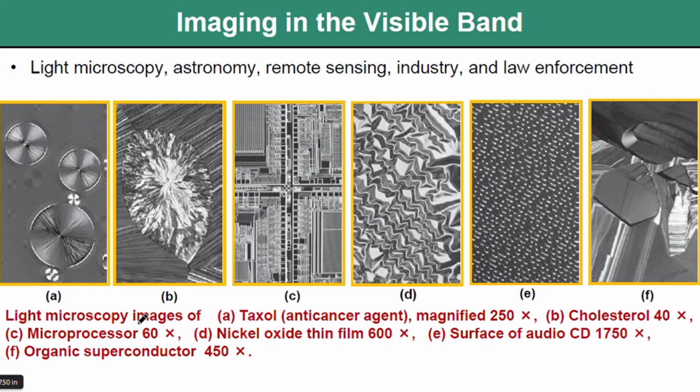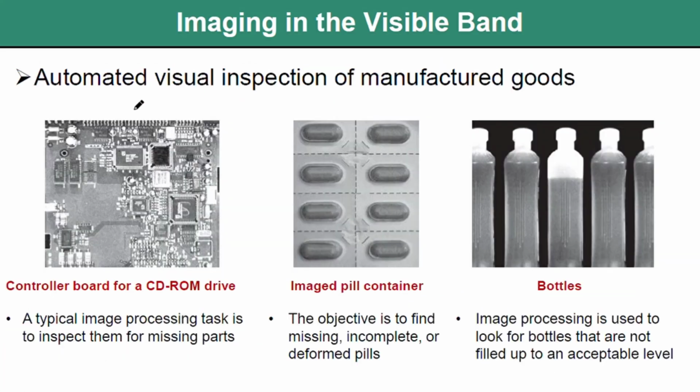We're going to get even small details or small deformations or small deficiencies present in these images so that we can take corrective actions. Yes, another application in the imaging in the visible band is in the industry to inspect manufactured goods. See the first one.